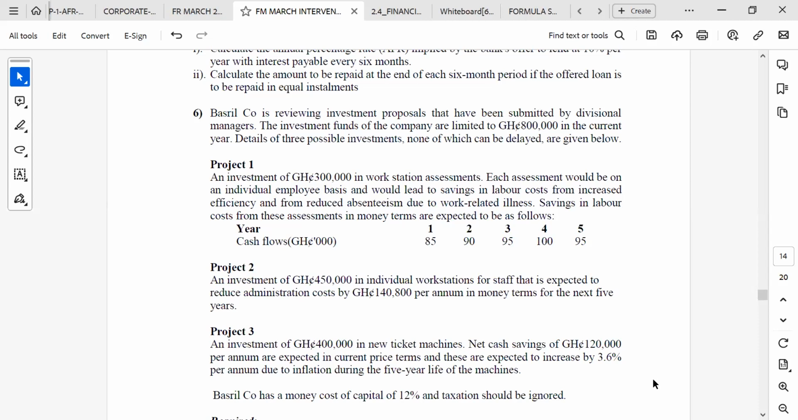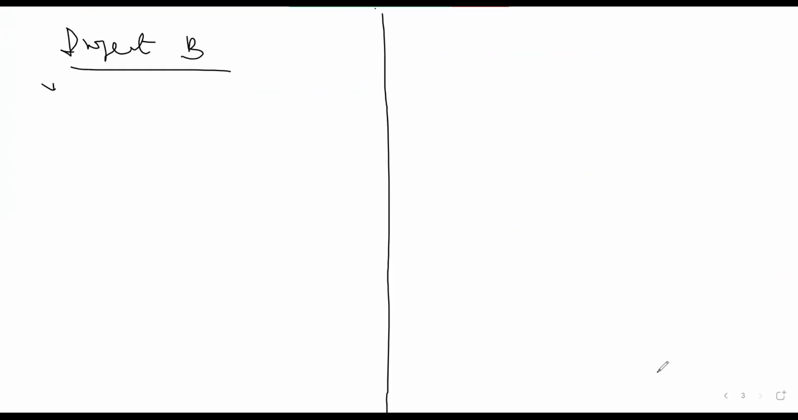140,800. So every year for how many years? For 5 years. So this is what? Annuity. Okay, so this is an ordinary annuity, and you just have your years over here. You don't have to do year 1, year 2, year 3, no. You have your cash flow, you have your discount factor of 12%, then you now have your PV.